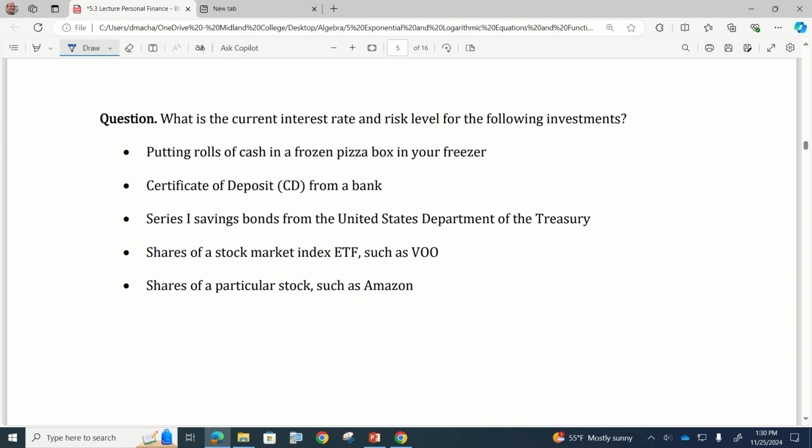But you can also personally make investments, right? I had a crazy aunt who lived in San Francisco, and every time we would visit her, she would give her nieces and nephews money, and she would just open up her freezer, and she had like one frozen pizza box, and she would just pull out rolls of cash, and she would hand us money.